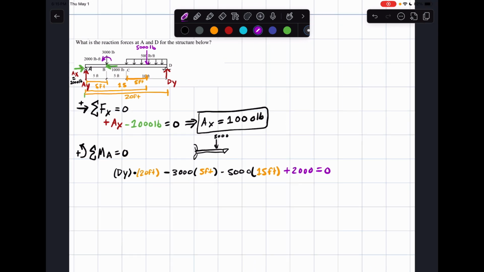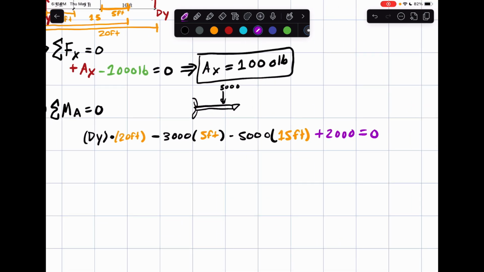Alrighty, so let me get my calculator very quickly. I'm probably going to have to cut the video really quick. Alrighty guys, I'm back. I'm going to go ahead and do all this math and show you everything, that way you can see step by step. So we have negative 3,000 multiplied by 5 feet. That's going to give us 15,000. I definitely did not need a calculator for this. Oh well, I'm still going to use it.